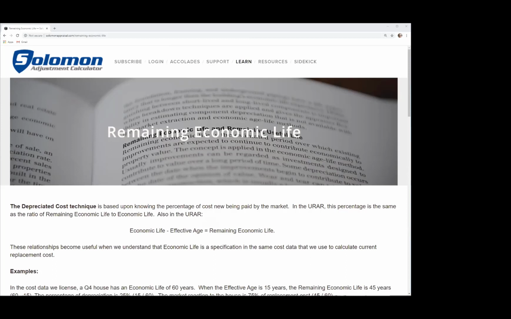Today we're going to begin with the end in mind, and we're going to walk through how you report the results of the Soliman calculators in your reports. I've got a screen up here that talks about remaining economic life, which is the basis, the theory behind the calculations that we do. I'll just go through these very briefly.